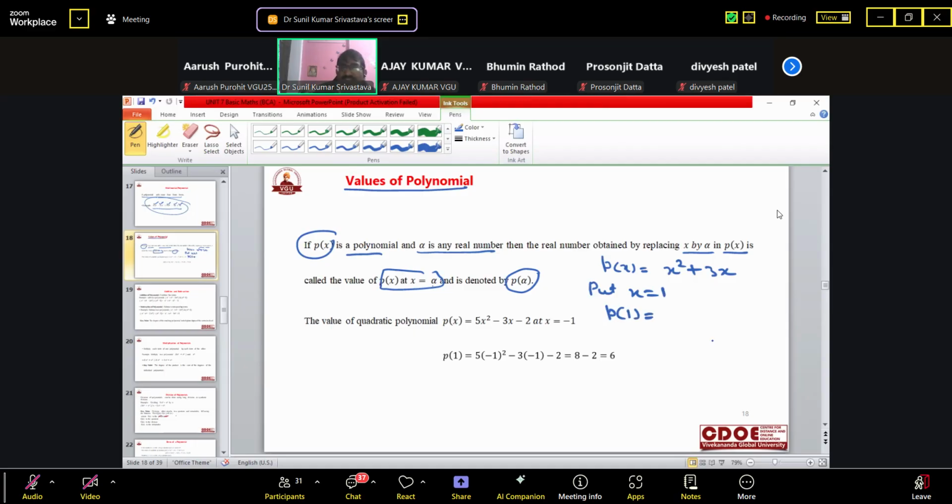It's a definition. How to do it? You have to put x = 1. That is 1 squared plus 3 into 1. The answer is 1 plus 3, which is equal to 4. So this is the meaning of the value of a polynomial.